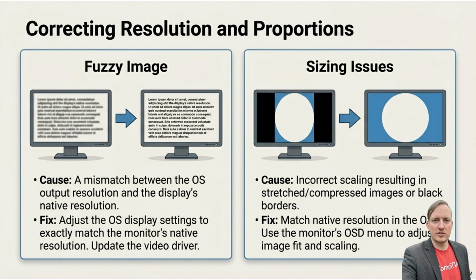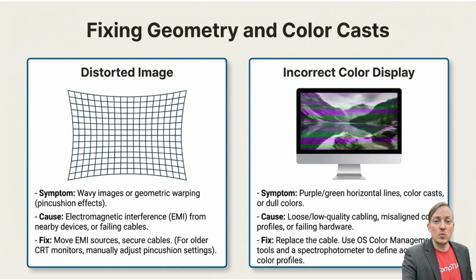your video drivers. If you have sizing issues like stretched images or black borders, this is incorrect scaling. Match the native resolution in the OS and use the monitor's OSD menu to adjust the image fit. What if the image is wavy or warped? That geometric distortion, like a pincushion effect, is often caused by electromagnetic interference, or EMI, from nearby devices. Move those EMI sources away from the screen.